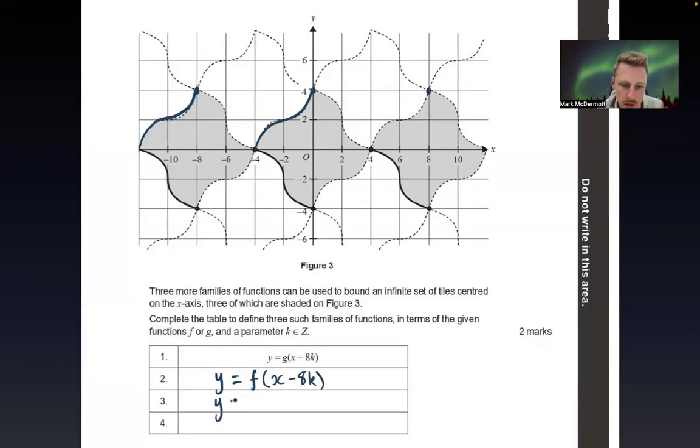Another one, let's just do this all in terms of f. I'm sure there are answers in terms of g, but it says we can do it in terms of f or g. So I reckon this is also an acceptable answer. We reflect f across the x-axis, we would get negative f of x.